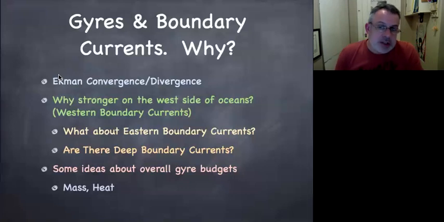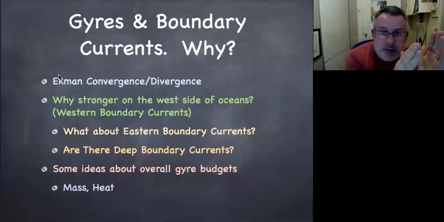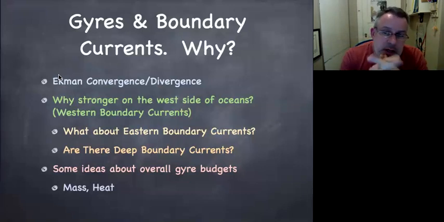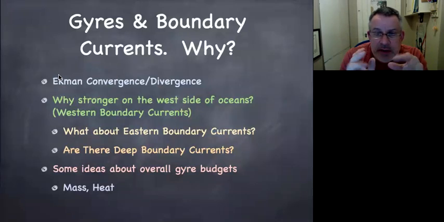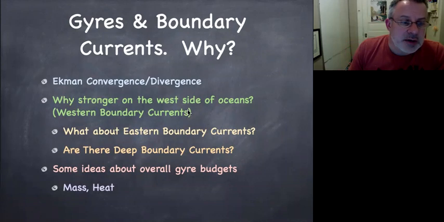So we're going to start to put together the pieces to understand why it is that those big currents are over on the western side. And we also just want to understand a little better how the pressure field gets there from the Ekman convergences and divergences. And we're going to see a lot of pieces of our story come together there. Okay. So we have the Ekman convergence and divergence story. Why is it stronger in the western side? Western boundary currents. What about eastern boundary currents? Where are they coming from? Are these deep? Where are they shallow? What about the overall gyre budgets of mass and heat?